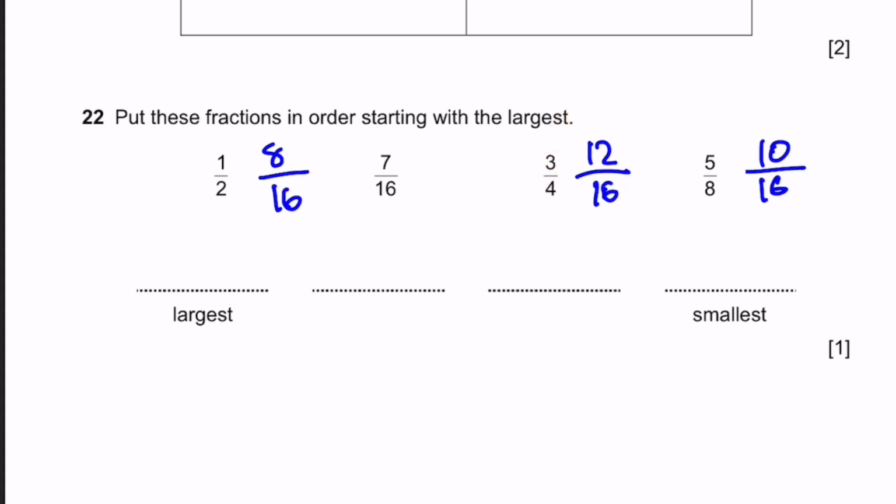So we write 3 by 4, the equivalent of 12 by 16, at the start. Next is 10 by 16, so we write 5 by 8 next. After that, we have 8 by 16, which is 1 by 2 or half. And finally, we have 7 by 16, which is the smallest.